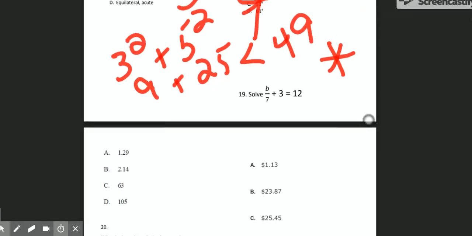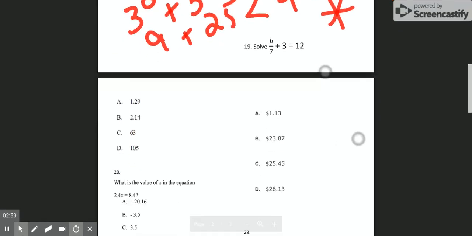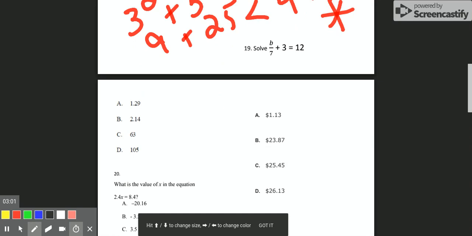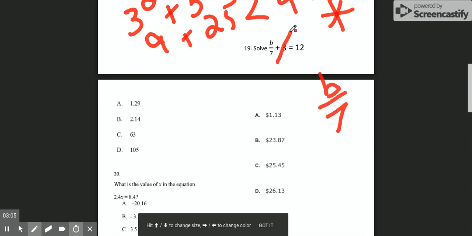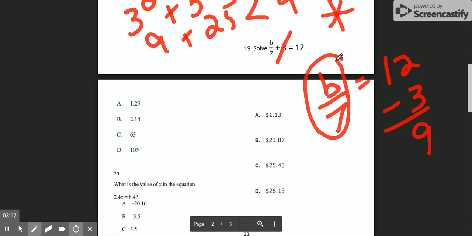Number 19, these are the ones that you can go back and plug and chug if you don't know the algebra. I'm going to show you the algebra way though. It says to add 3, so I'm going to subtract 3 over here. That gets me 9. This says to multiply by 7, so I divide by 7. Working backwards, I get 63.